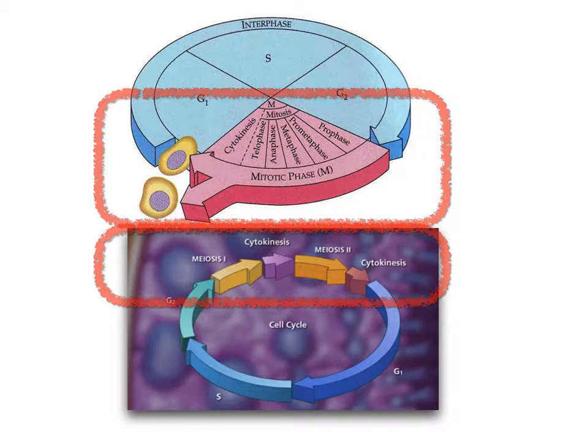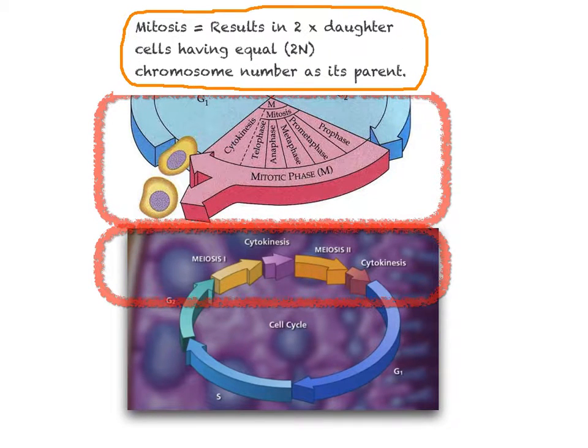As you can see, in the case of mitosis, the mother cell, which is diploid, divides into two daughter cells having the same number of chromosomes. In other words, the chromosome number is maintained in mitosis as in its parent.